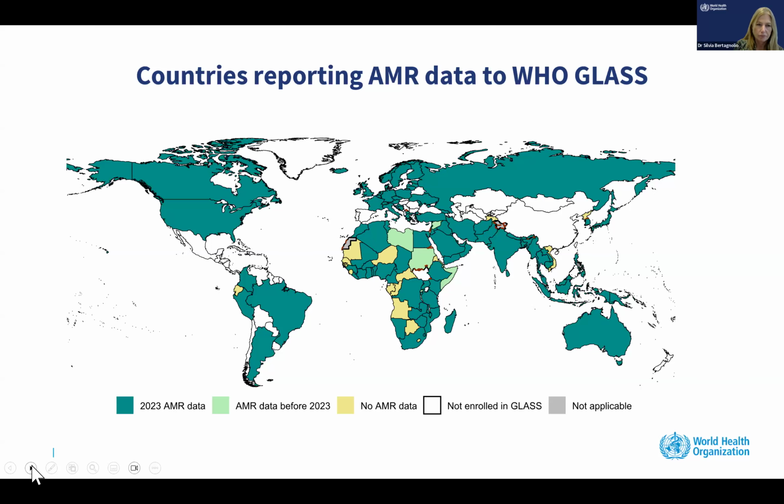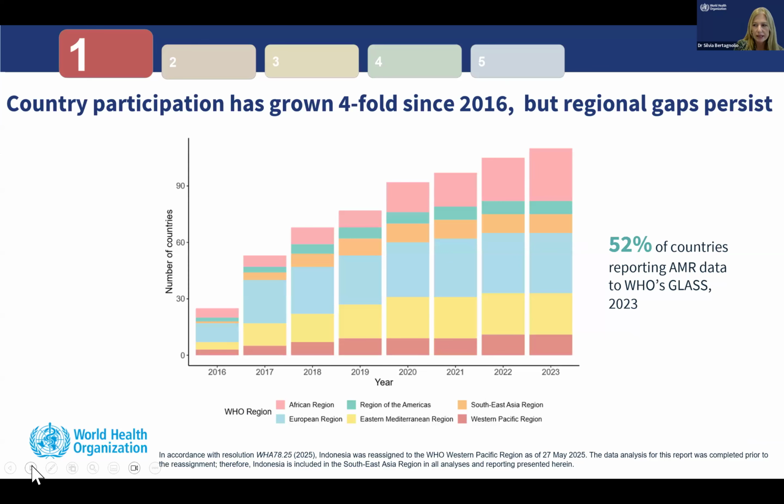So I want to give you 5 key messages out of the findings of this report. Number 1, on a positive note, is that country participation has increased from 2016 up to now. We started with very few countries providing data, and now we have 104 countries submitting data to WHO. This represents a 4-fold increase from 2016, which is good news.